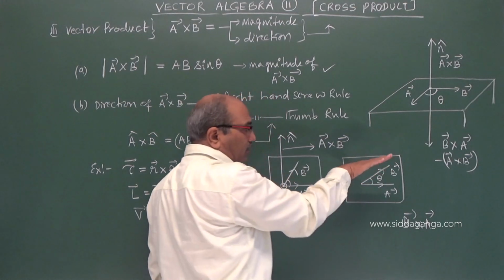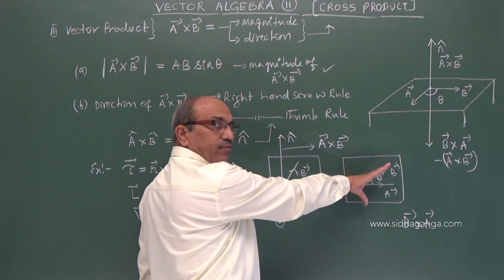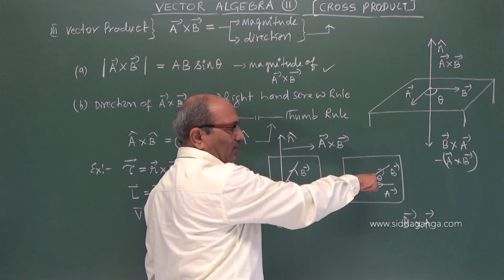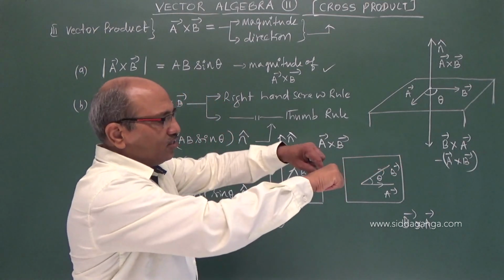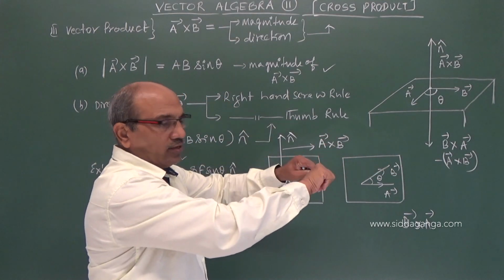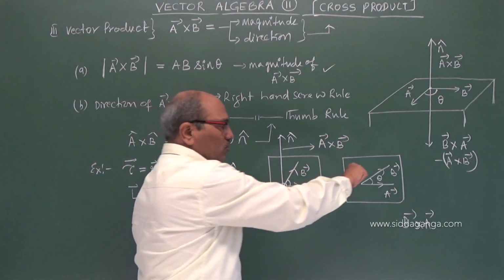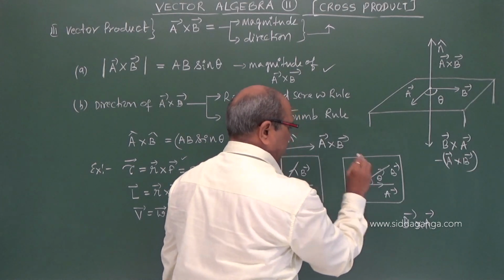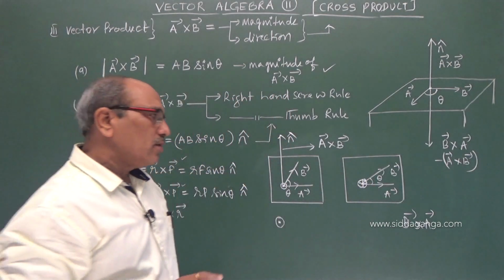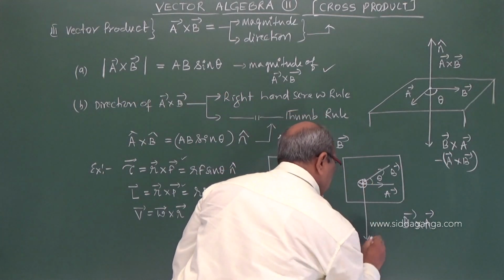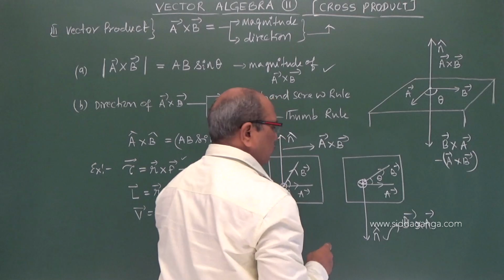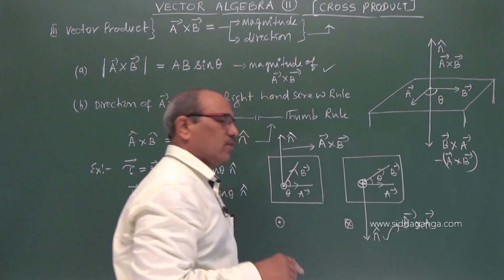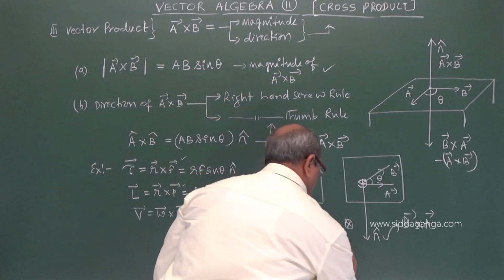Now I have to place it like this, and you have to move from B to A. B to A means your thumb is into the board. So the thumb is moving into the board. Into the board we mark with a plus, a cross mark. So this is the direction N for which we write B cross A, and it is into the paper or into the board.